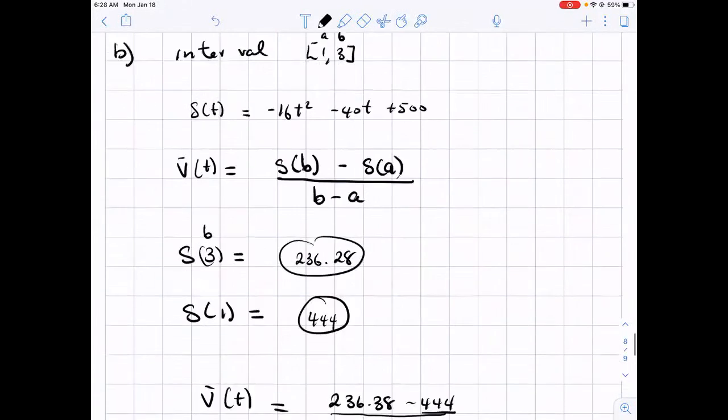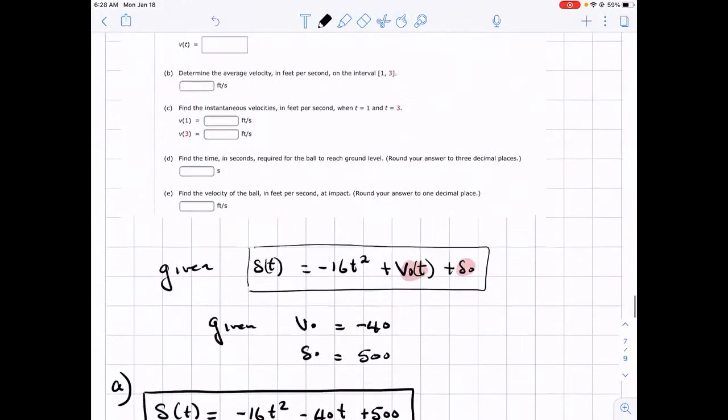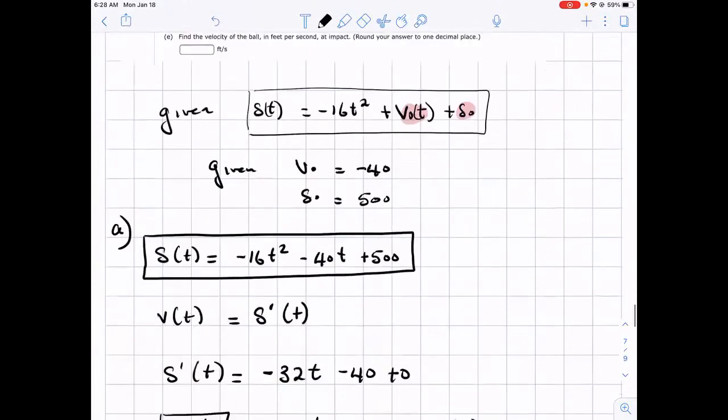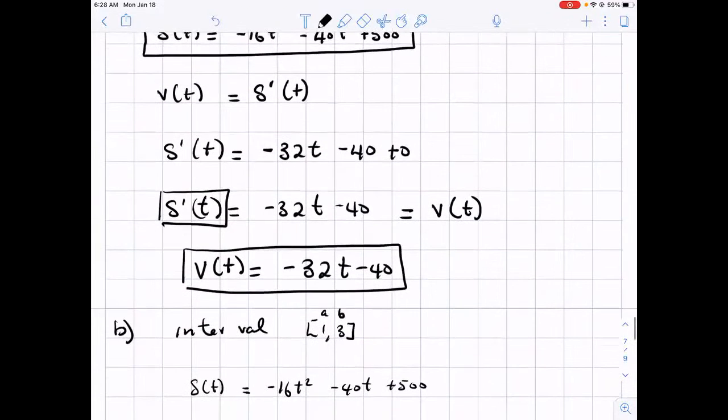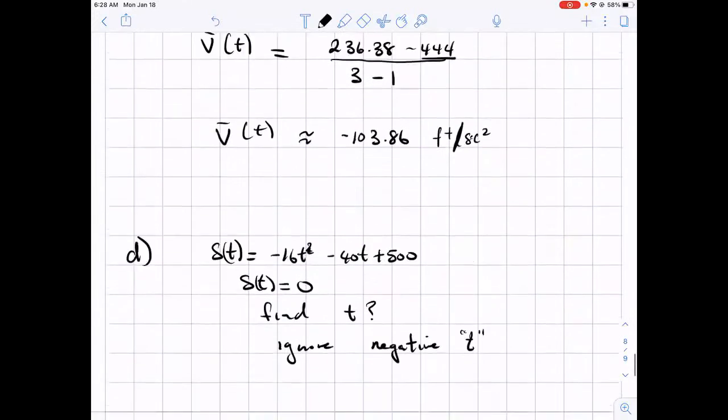And then for part E, find the velocity at impact. So you're basically solving the v of t function, which is minus 32t minus 40, equal to 0. And that will give you your results for part D and part E.